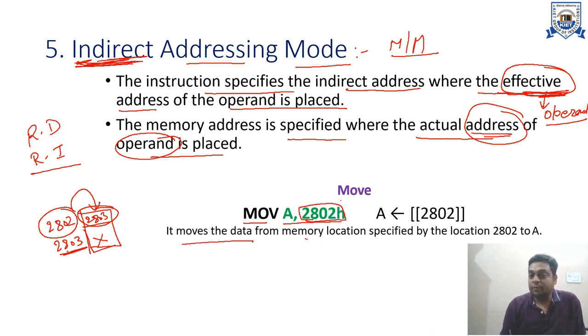It moves the data from the memory location specified by the location 2802A. Now see, here two brackets are there. These two brackets show that 2802 is an address and the content of 2802 is further an address. In the earlier example, there was a single bracket, meaning only a single address is there. In this case, a double address is there. Okay.